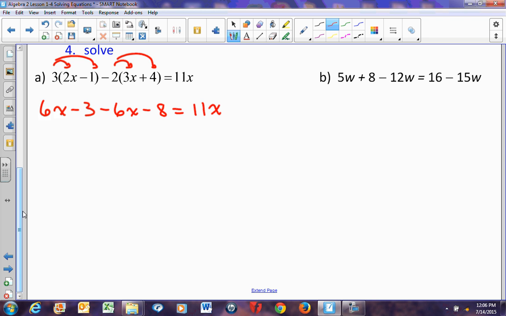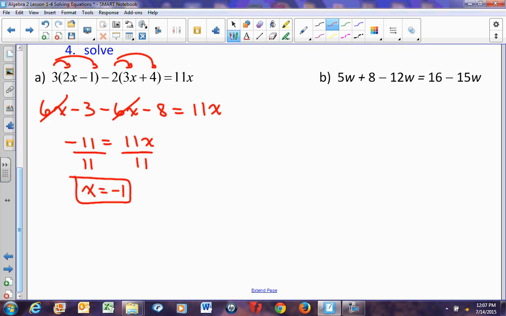Now I can simplify like terms. Looking at the left side of the equation, I do notice that both my x's cancel out. 6x and negative 6x is nothing. Negative 8 and negative 3 is negative 11. So I have negative 11 equals 11x. Divide by 11. X equals negative 1. And I'm done. Always make sure you box your final answer so that I know you are completely done with the problems.